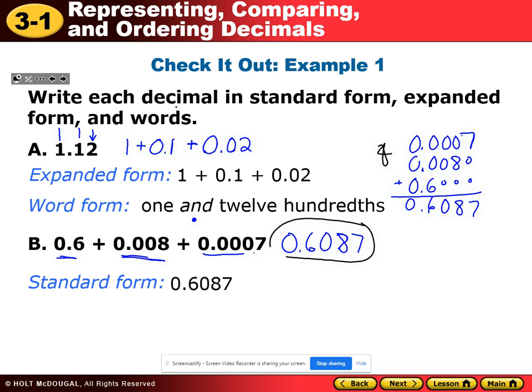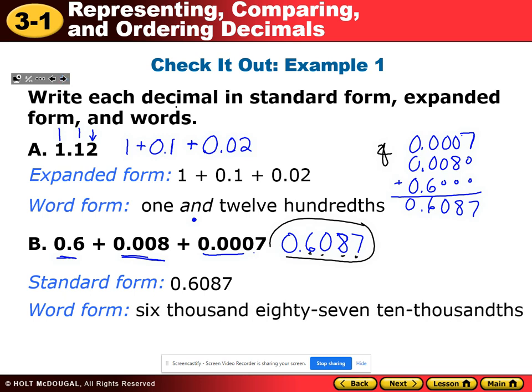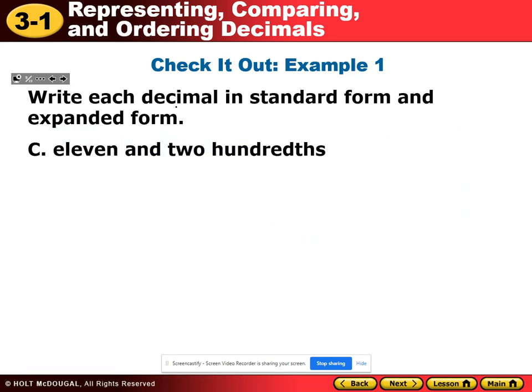When we write it in expanded form, we look at 6,087 ten thousandths, because tenths, hundredths, thousandths, ten thousandths. That last place value is the important one for what goes at the end. 6,087 ten thousandths. Okay? We'll do another one here.